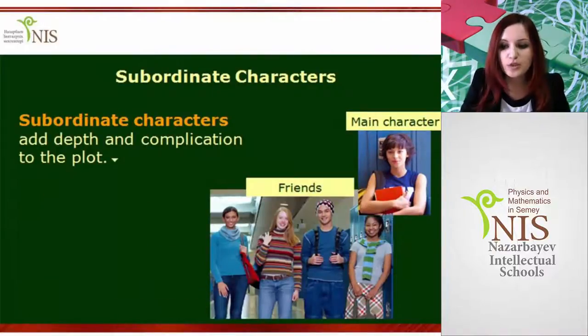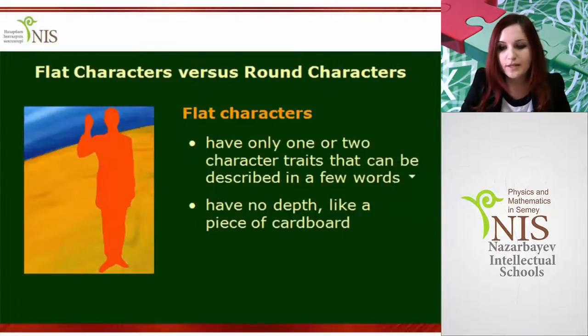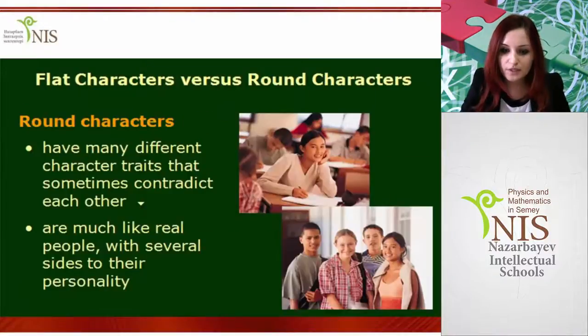Then there are subordinate characters. They add depth and complication to the plot. For example, there is a main character, and his or her friends will be the subordinate characters. Then flat characters and round characters. Flat characters have only 1 or 2 character traits that can be described in a few words. They have no depth, like a piece of cardboard. Round characters have many different traits that sometimes contradict each other, and they are much like real people with several sides to their personality.